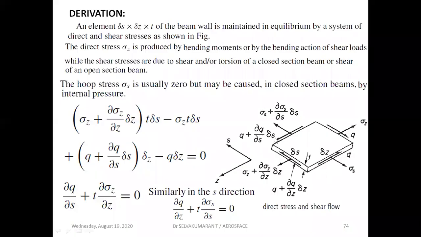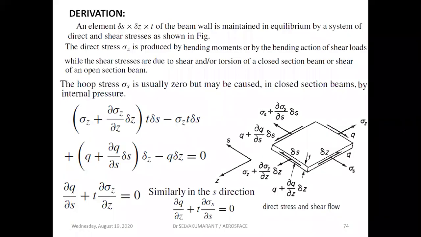For example, if you take this small element cut from the wing skin or fuselage skin, that is why this term is included here. Hoop stress is 0, but may be caused in the case of closed section beams. If you take a fuselage, it is a closed one which has internal pressure, so definitely it will be subjected to hoop stress. In this case, we are talking about the open section, and we are taking a small element where sigma s is usually assumed to be 0.